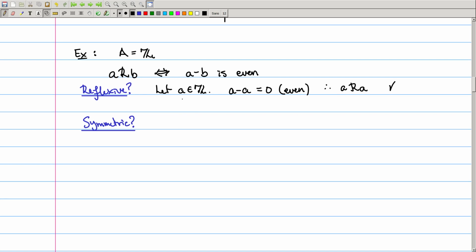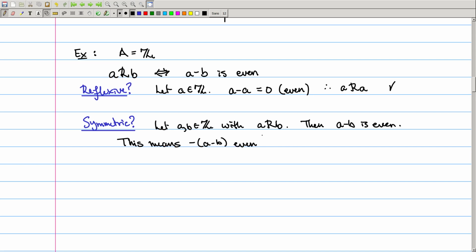So why don't we go ahead and start out by choosing A and B in Z with A related to B. What does that mean? Well, that means that A minus B is even, and the negative of an even number is also even. So I get that negative (A minus B) is even. And negative (A minus B) is the same thing as B minus A. But since B minus A is even, I can conclude that B is related to A. So starting out with ARB, I get BRA. And that proves that the relation is symmetric.